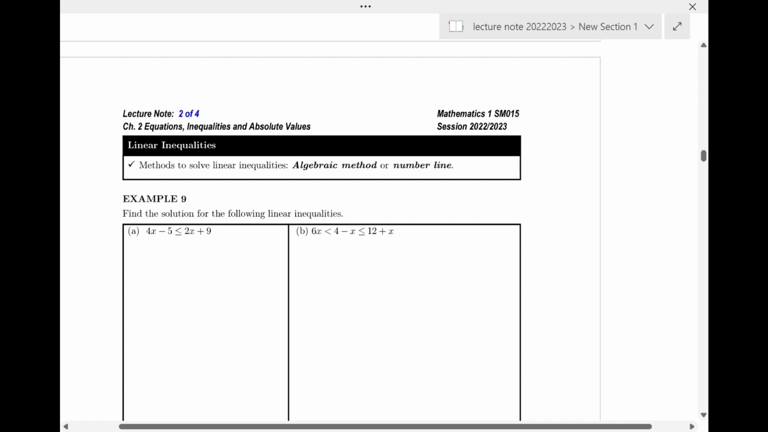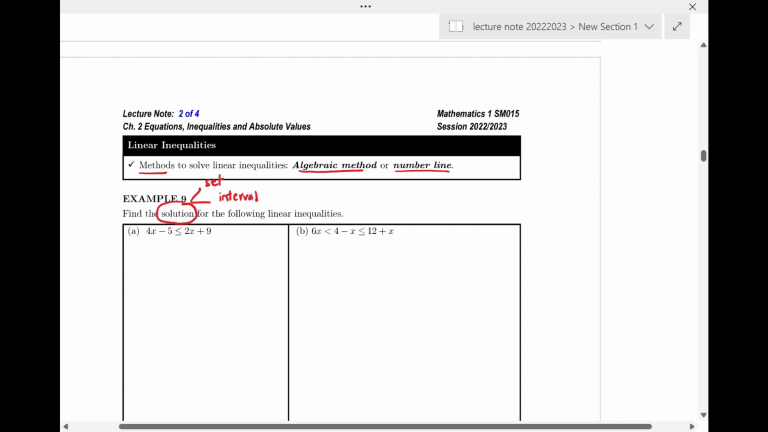First, we have linear inequalities. Linear means we just have a linear function, but in an inequality. To solve linear inequalities, we have two methods: the algebraic method or the number line. It depends on the question. Then we shall look at example 9. For part A, we have to find the solution for the following linear inequalities. Before that, I have to tell you the solution forms we have for inequalities. We have two forms: the solution set and the interval set.